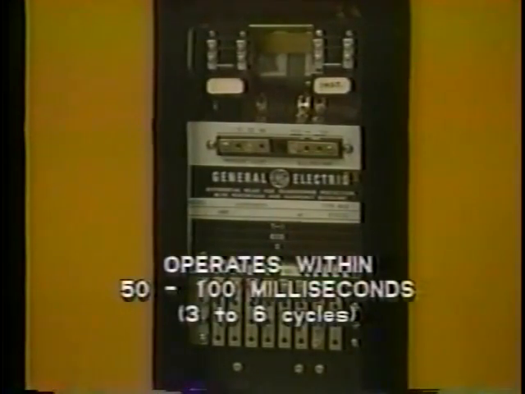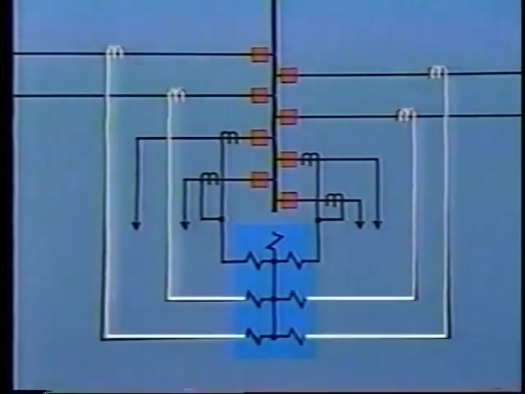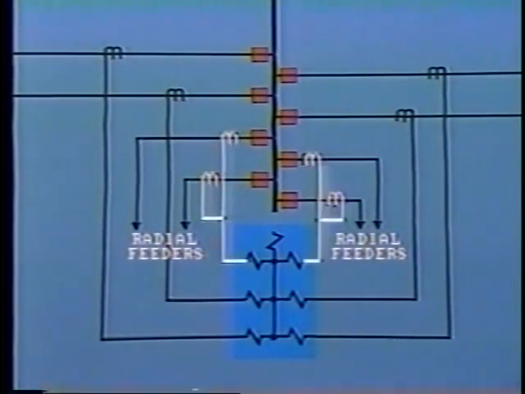Multi-restraint bus differential relays are available with up to 6 restraint circuits. The relay is quite fast-acting. It operates within 50 to 100 milliseconds. That is approximately 3 to 6 cycles. Each bus circuit, which can provide a source of fault current, is connected to a separate restraint coil. On the other hand, CTs from radial feeders, which are not a source of fault current, are usually connected in parallel and then connected to one restraint coil.